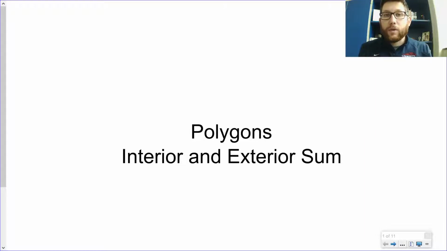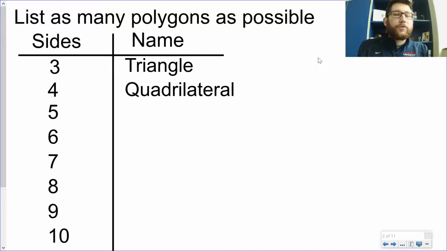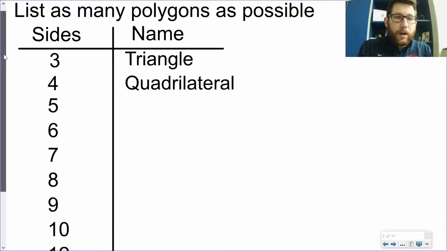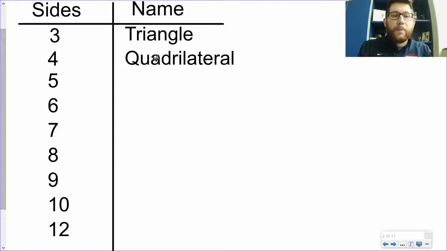In this video, we're going to take a look at polygons, and we're going to particularly look at interior and exterior sum formulas. Now, before we do that, let's take a look at listing polygon names. So here's what I would encourage you to do. I would encourage you to pause this real quick and to come up with the names of polygons, as many as you can come up with.